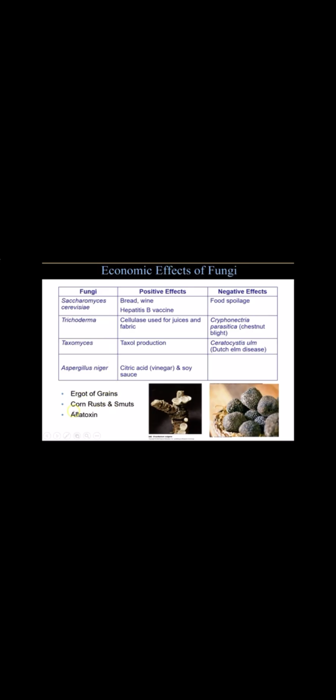Aflatoxin is a toxin that is produced by some fungi that grow on peanuts and other kinds of nuts that induces mutation. Corn rust and smuts are fungal diseases of corn and wheat, and they are responsible for loss of crops. And same thing with grains. Ergot is a fungal disease in grain.